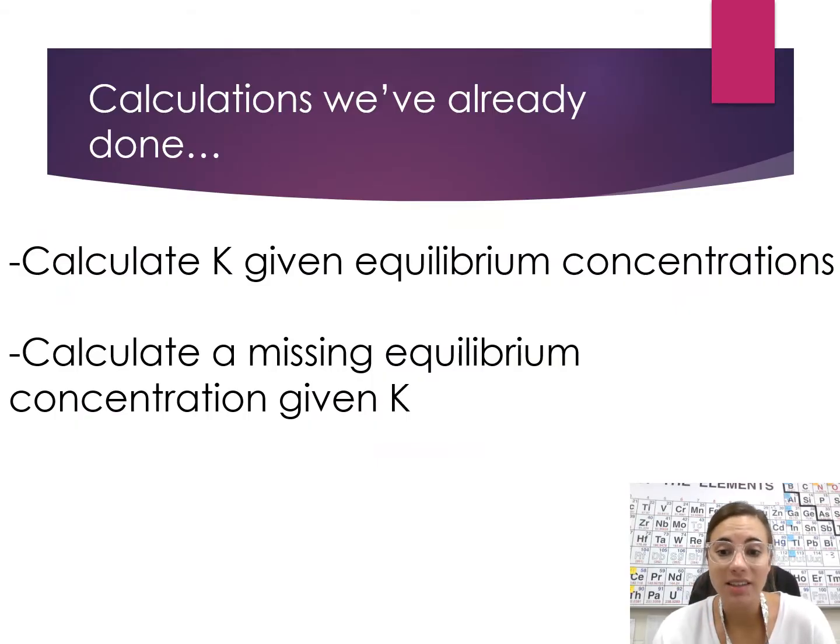Before we get into the more complicated calculations, I want to review for a second the types of calculations we have done already. Because in this unit, we've done a lot of conceptual stuff, right? But we have done a couple pretty simple calculations. And those involve either calculating the value of K given equilibrium concentrations, or we could be given K and all but one of the equilibrium concentrations, and we calculate that missing one. So let's review those really quickly.